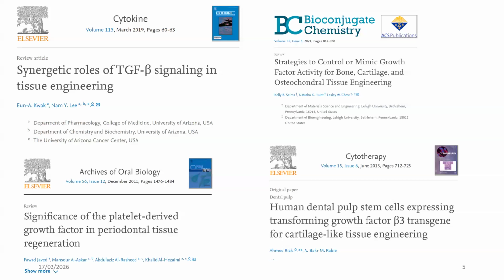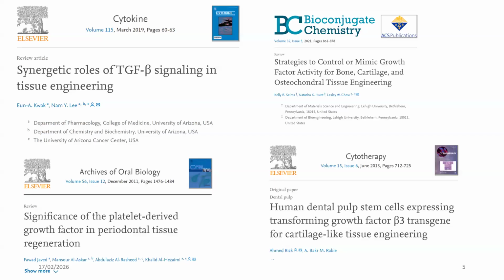Then again, in Bioconjugate Chemistry, strategies to control or mimic growth factor activity for bone, cartilage, and osteochondral tissue engineering. Another paper in Cytotherapy: human dental pulp stem cells expressing transforming growth factor. So these stem cells are expressing a transforming growth factor transgene for cartilage tissue engineering. So they can have multiple effects.